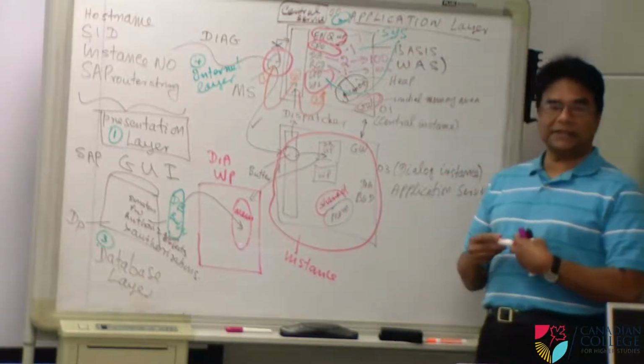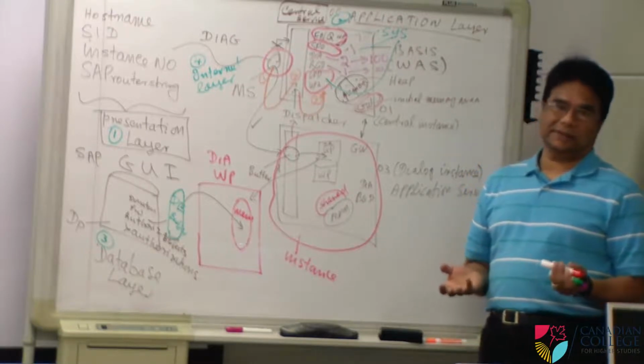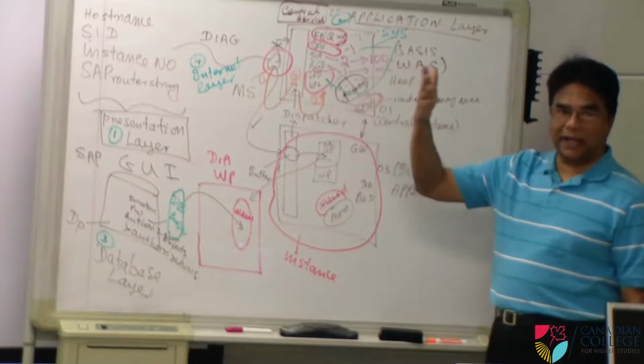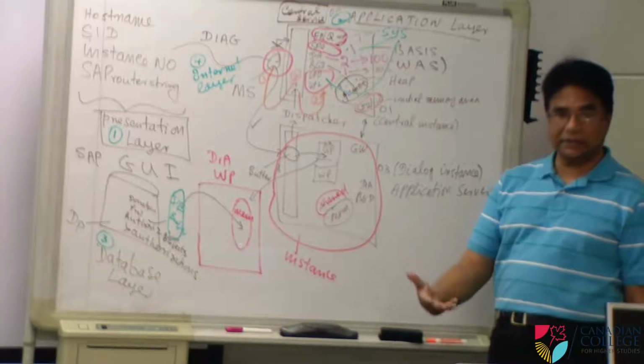Can I increase the shared memory, decrease the shared memory? Yes. There is a parameter for that. To increase the number of dialog work processes, I told you there is a parameter. To increase the shared memory, there is a parameter. To decrease also, it is the same parameter, right?